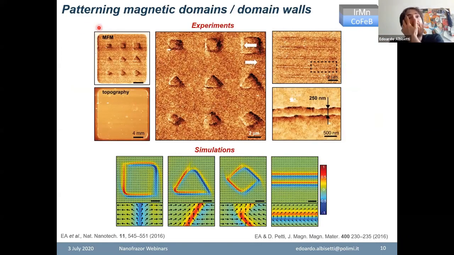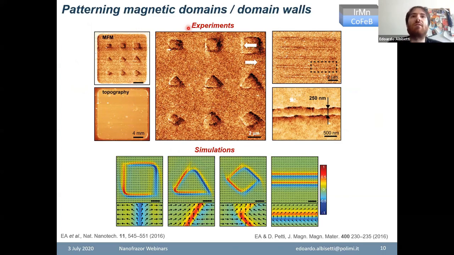Here you see a magnetic force microscopy image that shows you the magnetic domains written by tam-SPL. And here you see the corresponding topography. As you see, you don't see anything in topography because we're just changing the magnetic structure, the spin structure in the ferromagnetic material, and we're not actually changing the topography.